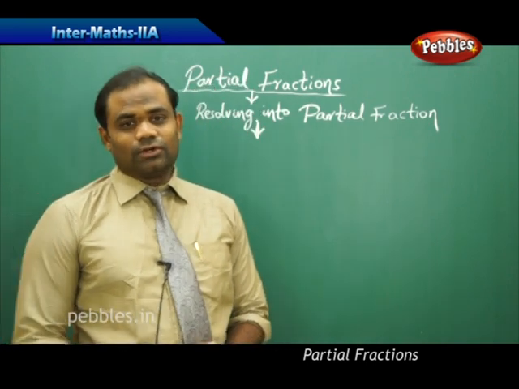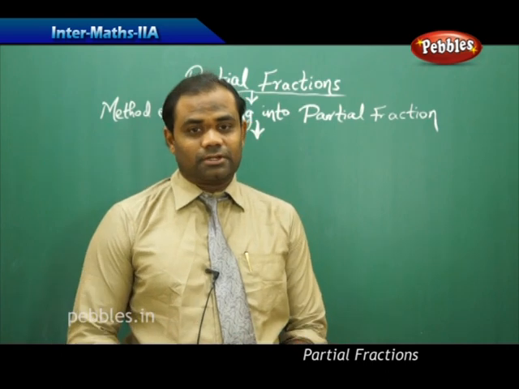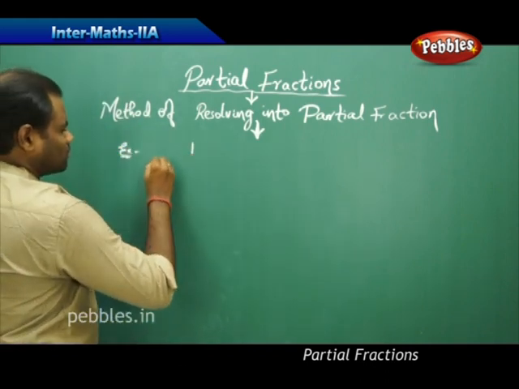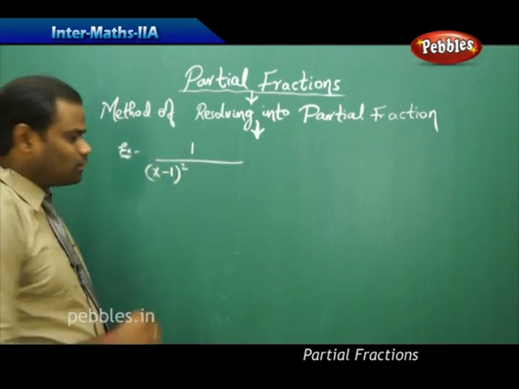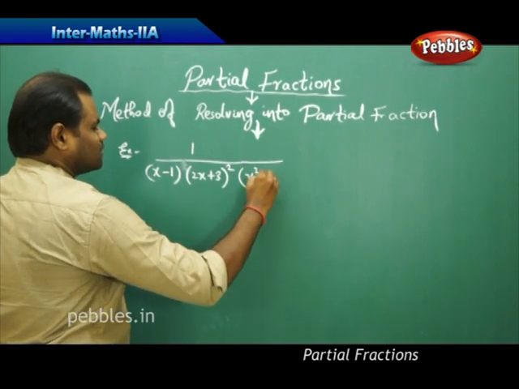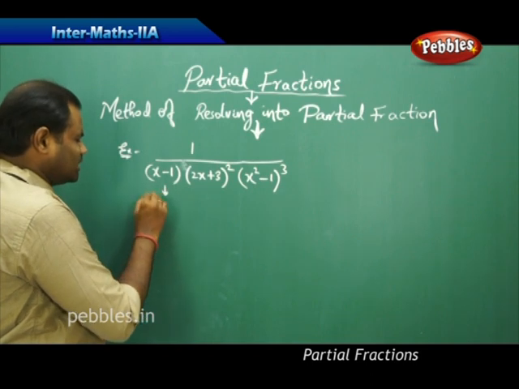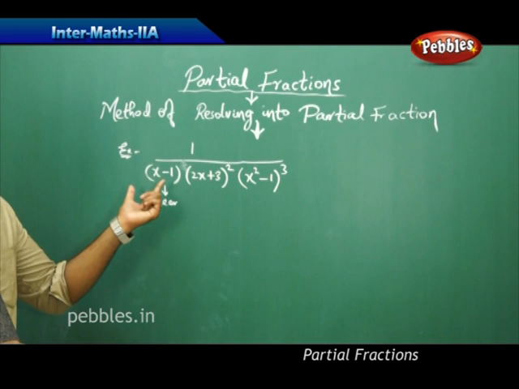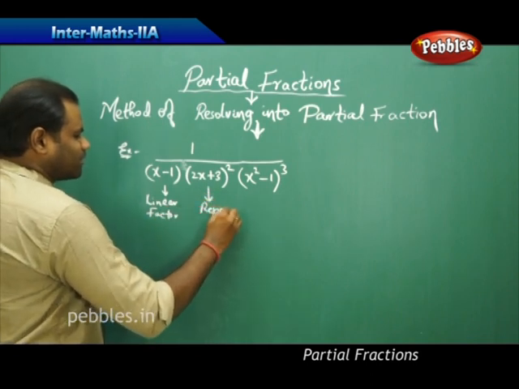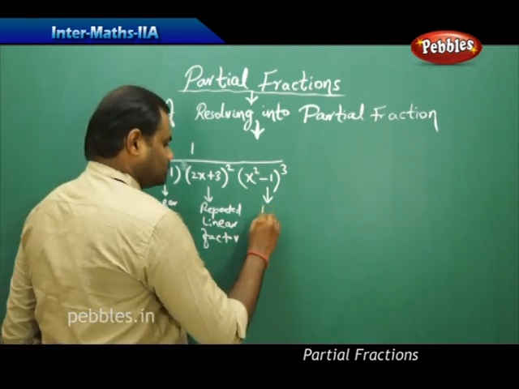So now that we have seen the different rules of resolving into partial fractions for a given proper fraction, let's see how we can understand the whole of the partial fraction process for the combined rules. For example, if I have a problem in the form of 1/((x − 1)²(2x + 3)(x² − 1)³), I have all the three rules combined here, where (2x + 3) is understood as a non-repeated linear factor, that is an irreducible polynomial linear factor, (x − 1)² is a repeated linear factor, and (x² − 1)³ is a repeated quadratic factor.